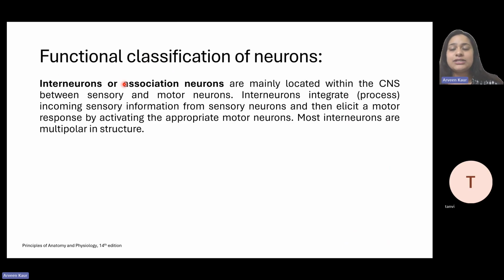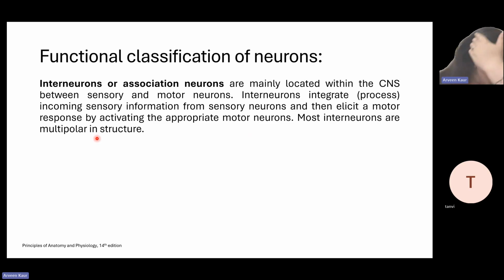Then there are interneurons or association neurons. So how do these sensory neurons and motor neurons communicate? It is generally through these association neurons, or interneurons, right? These are mainly located within the central nervous system between the sensory and the motor neurons. The interneurons process the incoming sensory information from sensory neurons, and then they elicit a motor response by activating the appropriate motor neurons. Most interneurons are multipolar in structure, right? So instead of bipolar, most of them are actually multipolar.